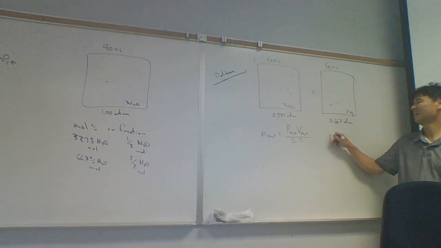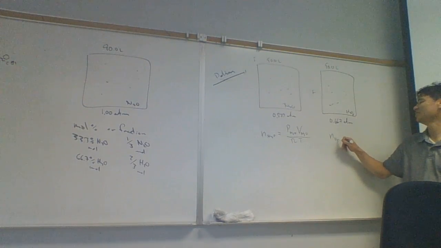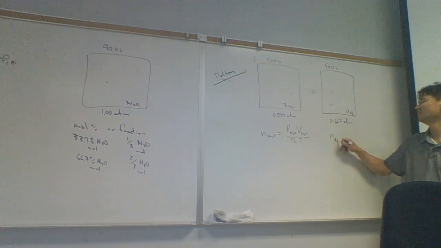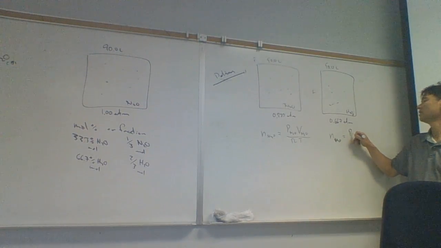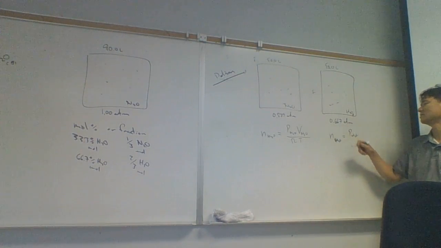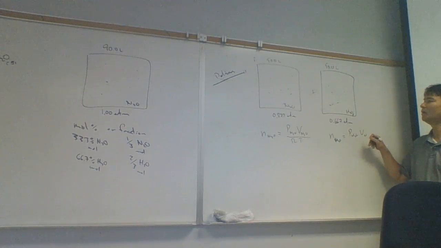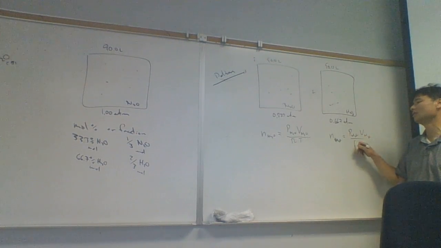And then the same thing, if I want the moles of H2O, I can figure it out. The moles of H2O will be the pressure of the H2O. The pressure of the H2O is 0.667 times the volume of H2O. Volume of H2O is 90 liters divided by RT.